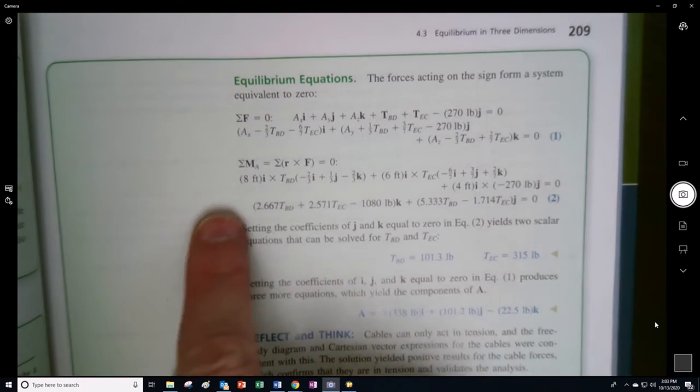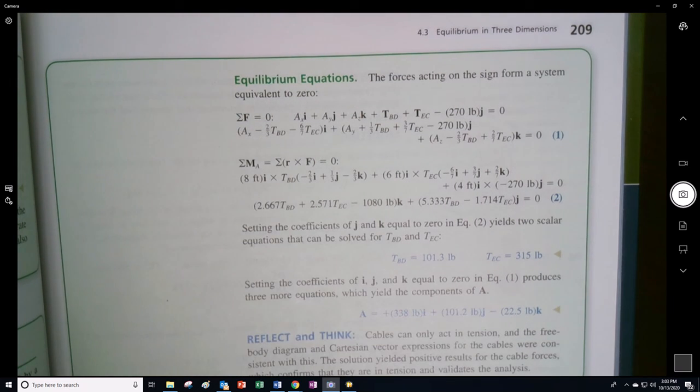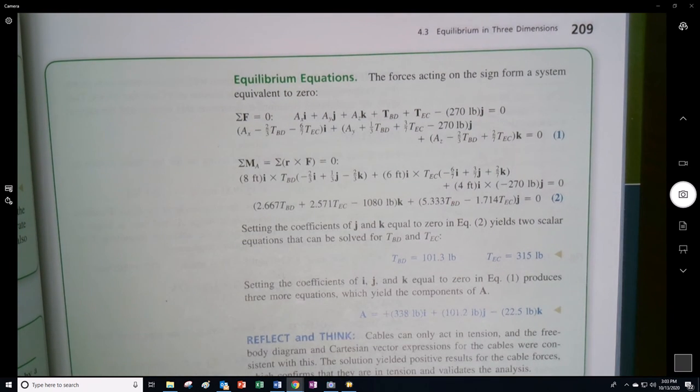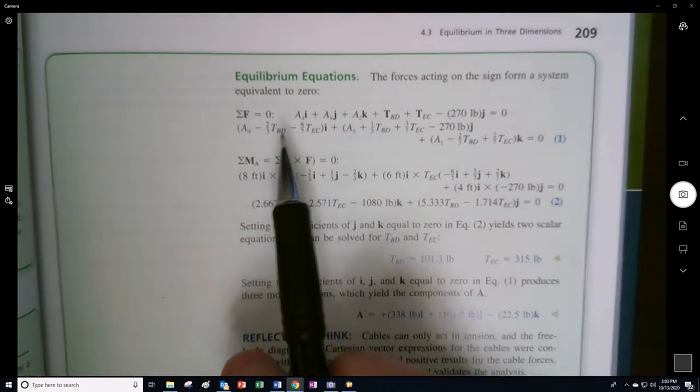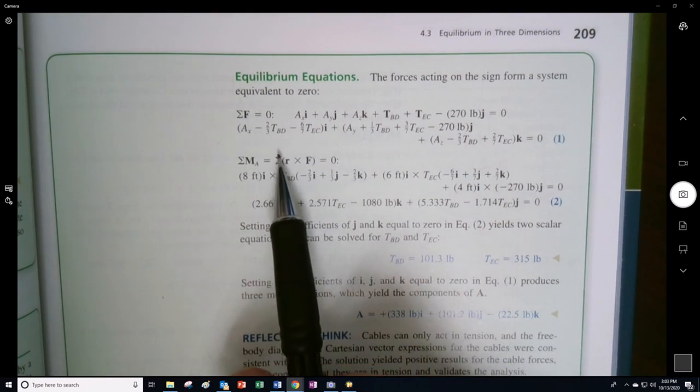Let's see. Here's the sum of the forces. Let's see. Yes, I'm still here. I'm doing office hours at the same time as this, and none of you are showing up. I should point that out.